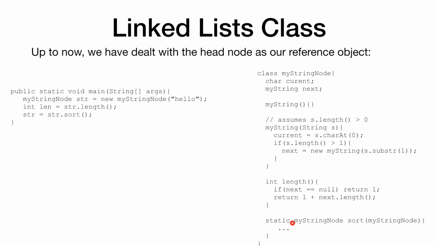Notice that the sort method was static, so that when we call it, if we go back over here into our main, we make a new string, and our instance type is a node, and we get its length, and that's a method that takes linear time. And if we want to sort it, we have to do this sort of weird roundabout thing to be able to save the pointer.